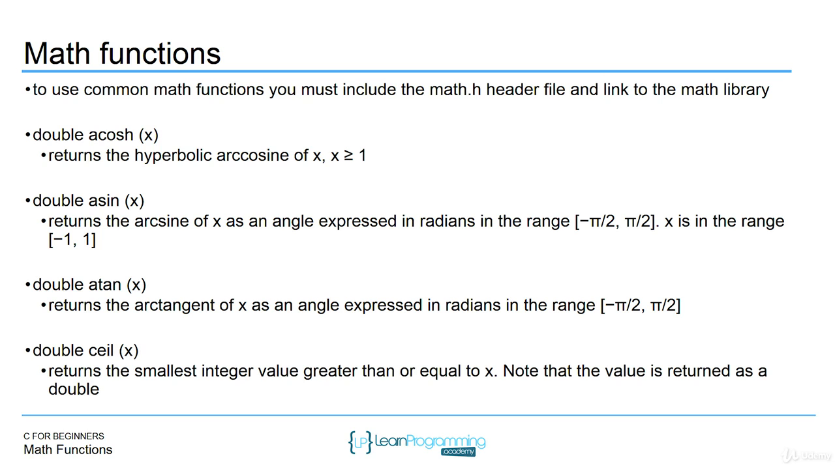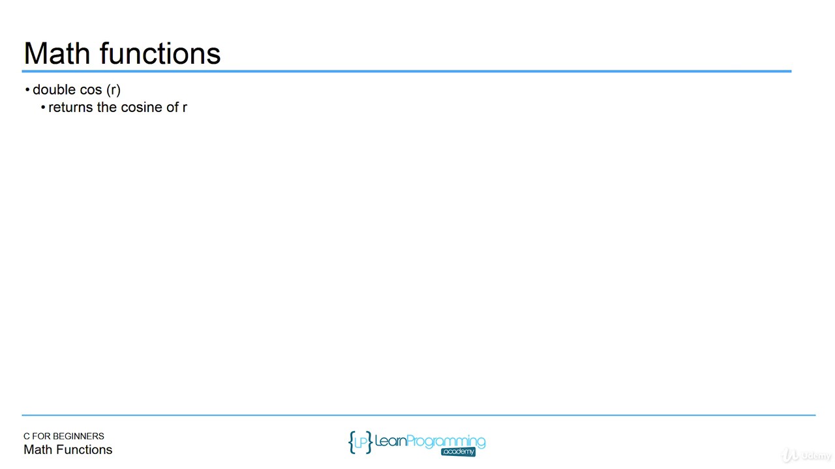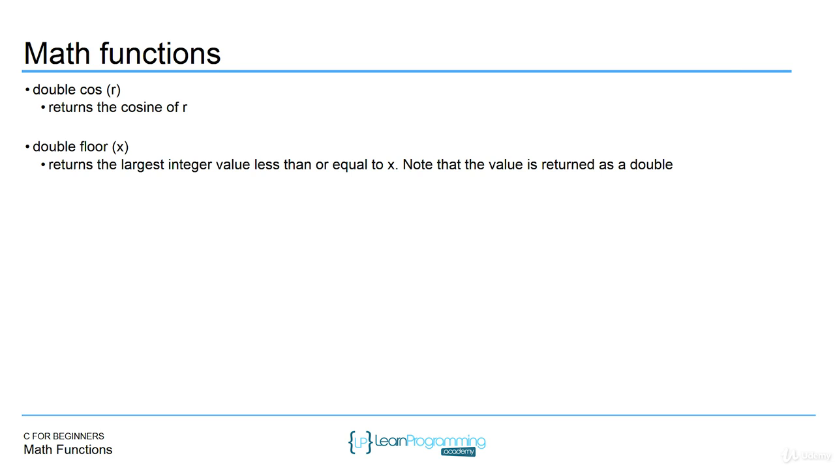ceil, C-E-I-L, will return the smallest integer value greater than or equal to x. So if you have a floating point number, it will convert it to the ceiling of it. Other ones: cos returns the cosine of x. floor will return the largest integer value less than or equal to x. This value is returned as a double. The best way to learn these functions is to use them inside your IDE. Play around, create some numbers, pass them in, see what's returned.